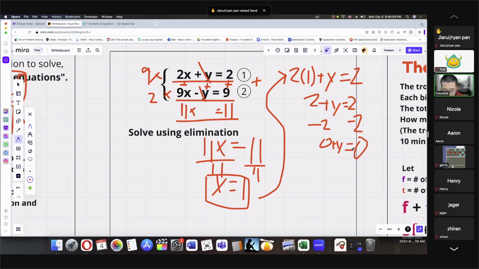I don't even need to write the first 0 over there. So in this case, we know that y is equal to 0 and x is equal to 1. So if a teacher asks for like what is xy, then you can just write xy is equal to 1, 0. Okay, so in this case, we know that x is equal to 1 and y is equal to 0.